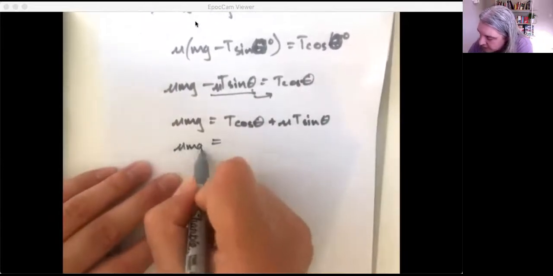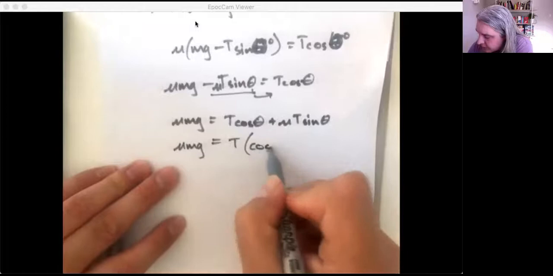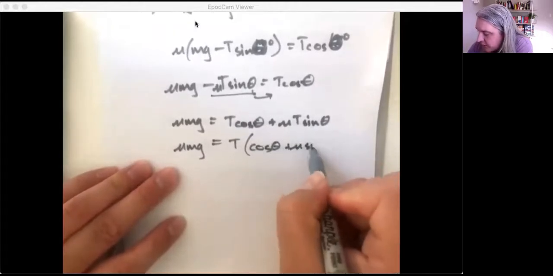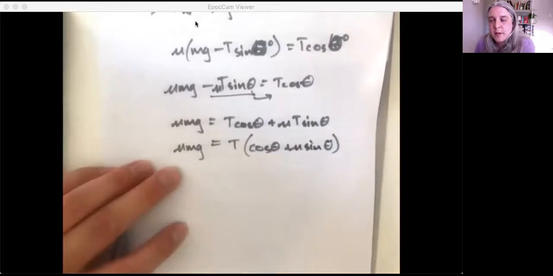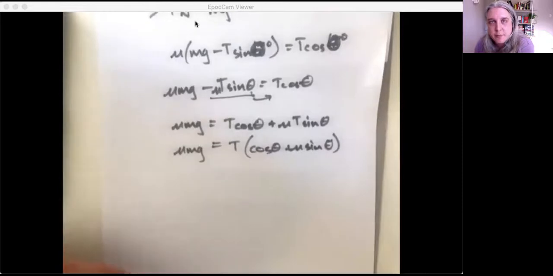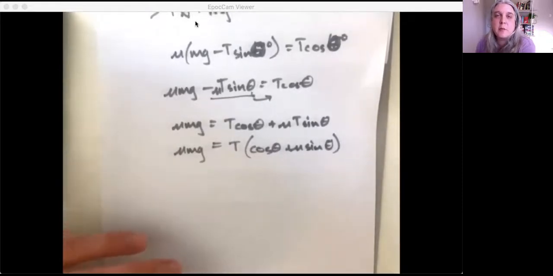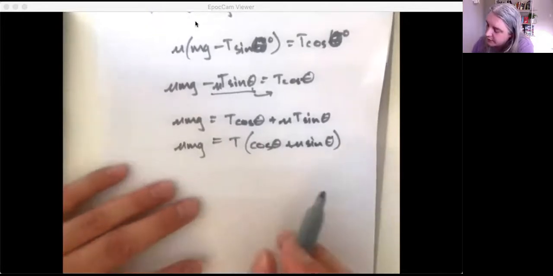So mu mg is equal to T of cosine theta plus mu sine theta. I would expect you to be able to do this sort of math. Again, this question is probably a bit harder than what you'd normally be given. We'd normally break it down a bit for you in a test or exam scenario, but there's absolutely nothing stopping you from being able to solve a problem like this.